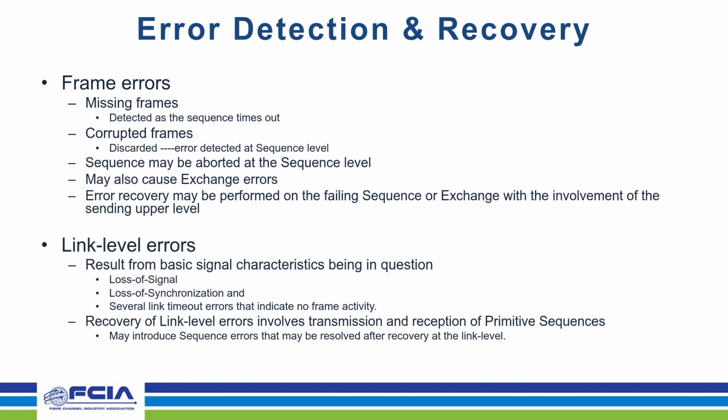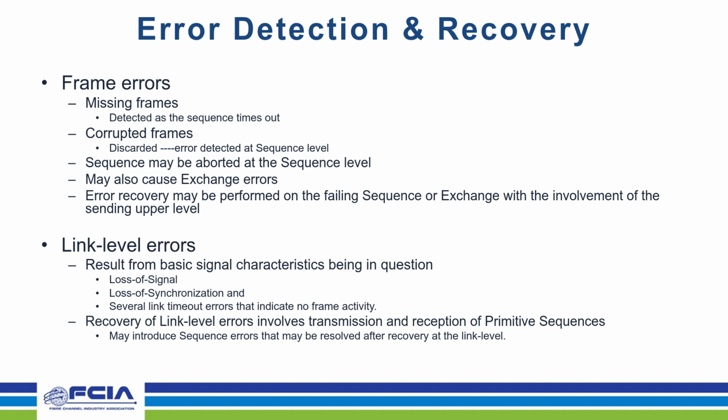When one of those things isn't done properly, then frame errors can be detected in three different ways. You can detect a missing frame, you can detect a sequence timeout, or you can detect something wrong with the frame that could be a rejectable condition within the frame. Something didn't follow one of the rules.